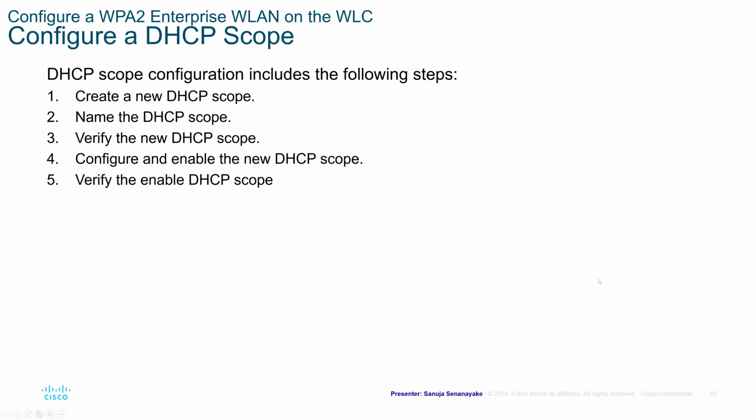So how do you configure a DHCP scope? The DHCP scope is similar to that of a DHCP pool on a router, right? The DHCP scope can be configured by creating a new DHCP scope, naming the DHCP scope, verifying the DHCP scope, and finally configuring and enabling that DHCP scope. After that, you can verify the enabled DHCP scope on your WLAN. So in the next few slides, that's what we're going to cover with some example screenshots.